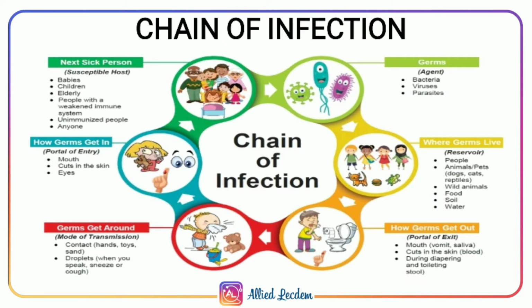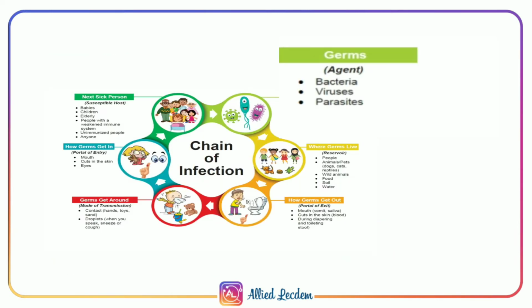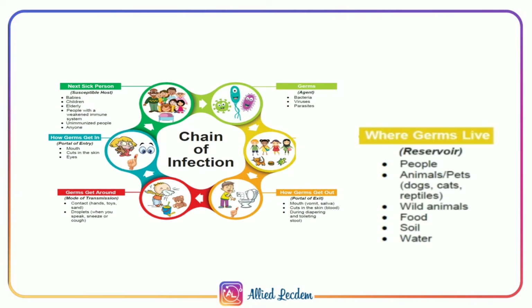Chain of infection. The chain of infection includes 6 links: infectious agent, reservoir, portal of exit, mode of transmission, portal of entry, susceptible host. First, infectious agents. They include bacteria, viruses, parasites. Next, where germs live. That means the infectious agents.